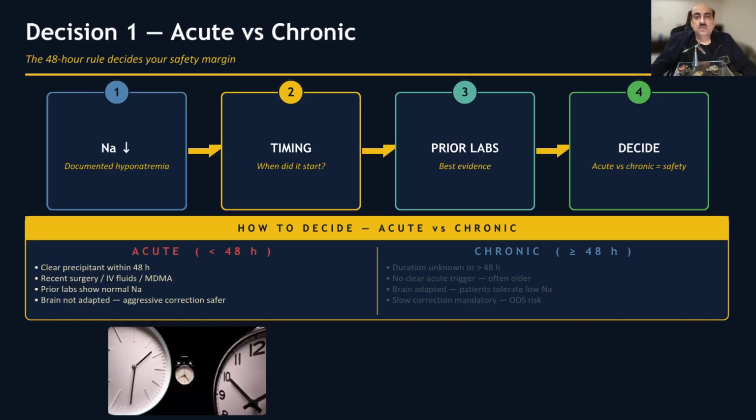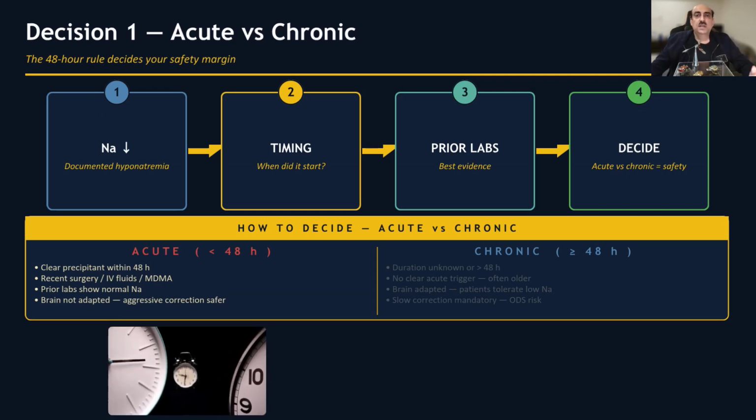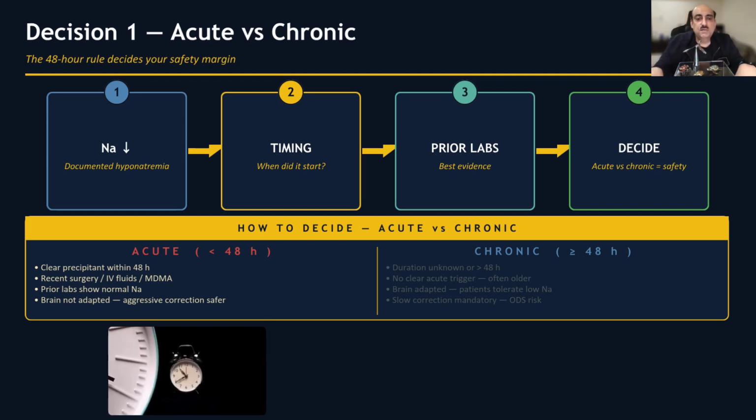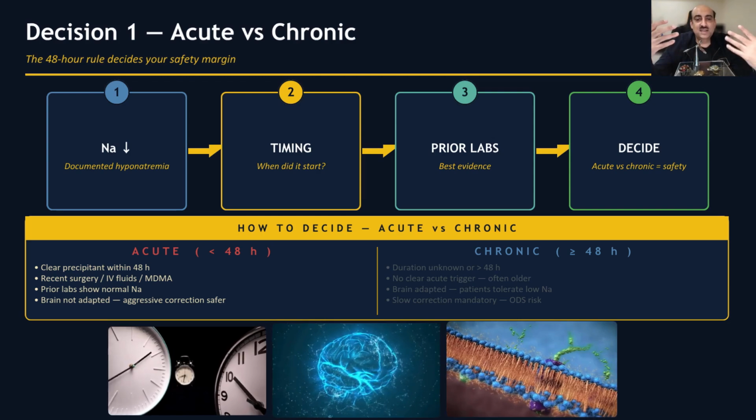Coming to decision 1, is it acute or chronic? The 48-hour rule applies here. Acute means there is confirmation of less than 48 hours of the timing of onset, which means the brain has not had the time to adapt.